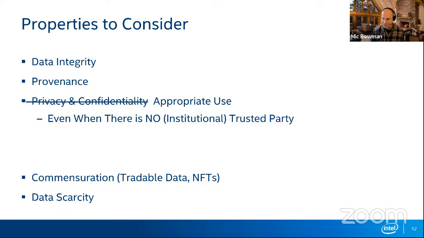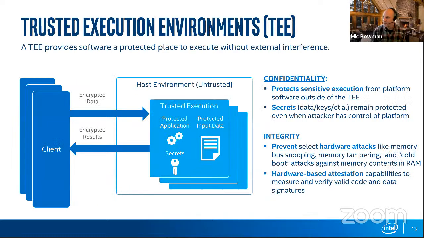And there are a bunch of these other properties as well, which we're not going to talk about today, like commensuration, which is, how can we make data monetizable that way, and then things like scarcity for it have to be a part of that as well. We can come back and talk about NFTs another time on that.